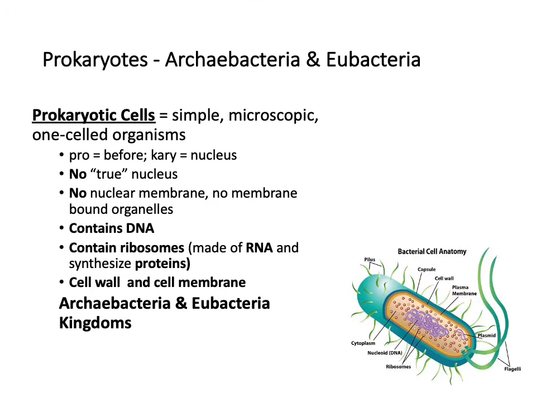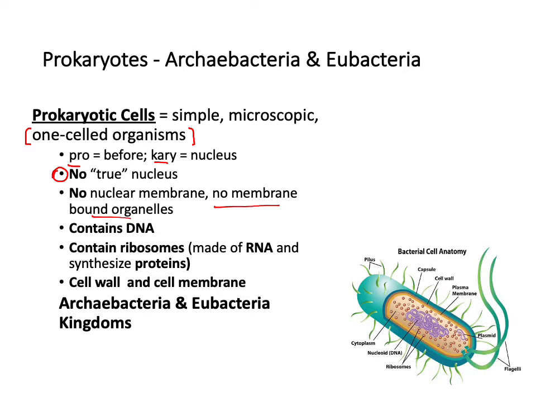So prokaryotic cells are considered kind of the most simple cell that we know about today. They are all microscopic. You have to have a microscope in order to see these. And prokaryotic cells tend to make up one-celled or single or unicellular organisms. The prefix pro means before, and kary means nucleus. So one of the defining features about prokaryotic cells is the fact that they do not have a nucleus. A nucleus is a membrane-bound organelle inside the cell that typically protects DNA. But prokaryotes don't have that. They don't have any membrane-bound organelles.